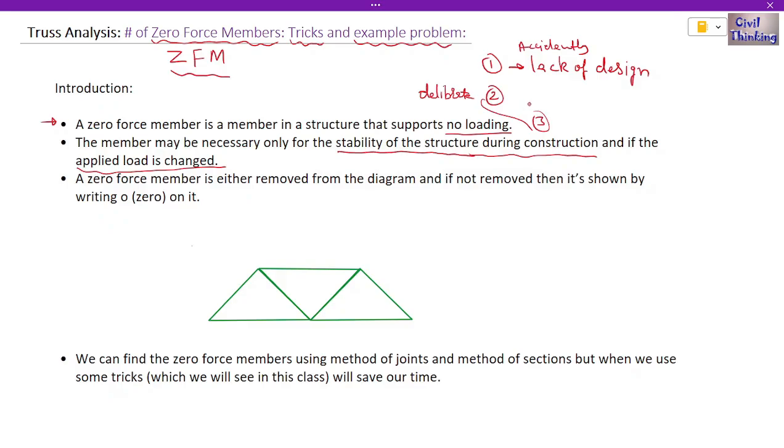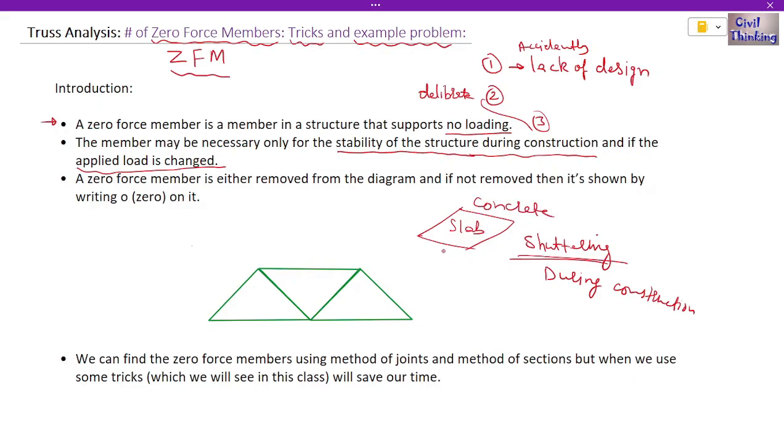The first reason why we keep it deliberately is the shuttering. You might have heard about the shuttering, used when we construct something. During construction, first of all we use this shuttering. For example there is a slab, a concrete slab. When you want to lay down a concrete slab, before that you have to construct the framing structure to carry the fresh concrete. We call it shuttering.